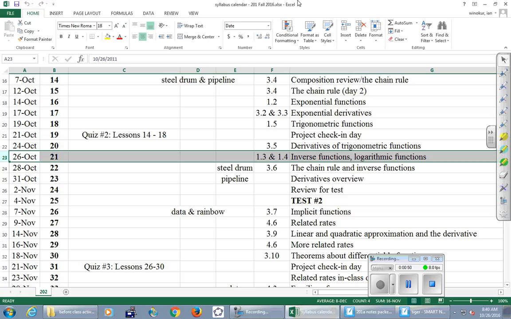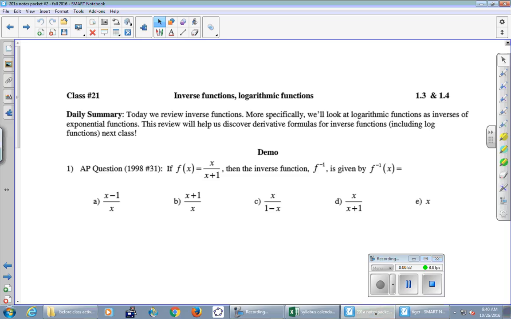Okay, so let's take a look on page 37. Here we go. Daily summary. Today we review inverse functions. More specifically, we'll look at log functions as inverses of exponential functions. And this review will help us discover derivative formulas for inverse functions, including log functions, next class.